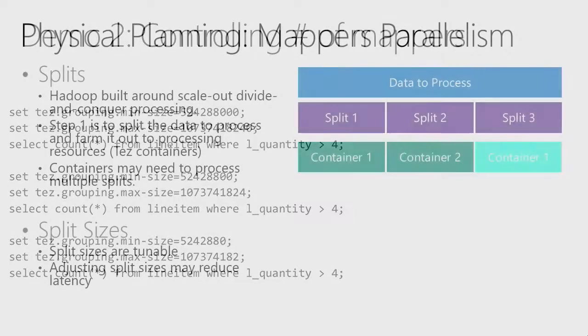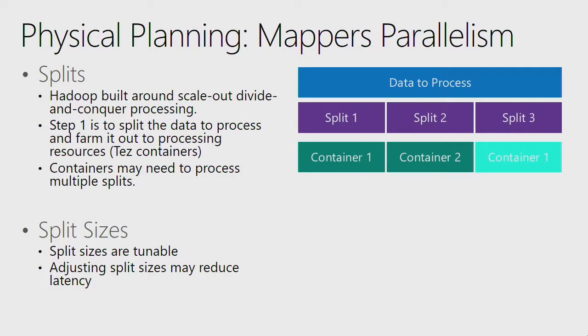So in Hive, the way mappers are decided is using something called splits. As we know, Hadoop is built around scale-out, divide and conquer processing, and each file is typically assigned to a split.